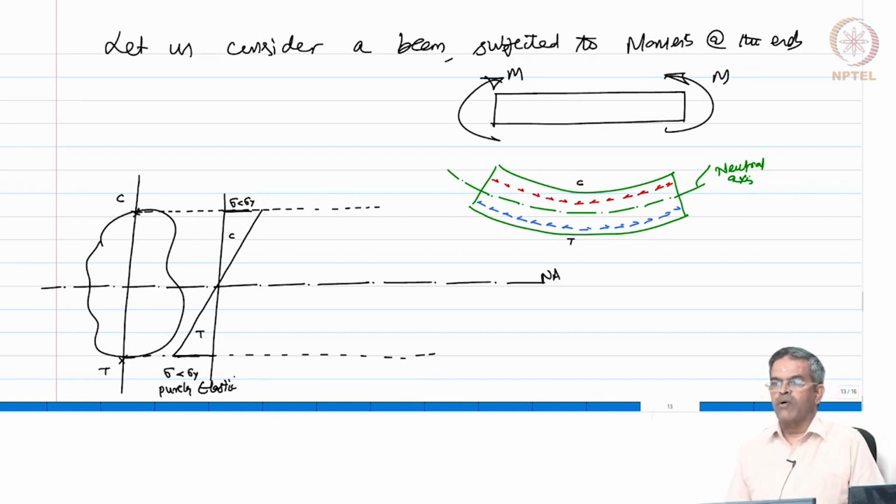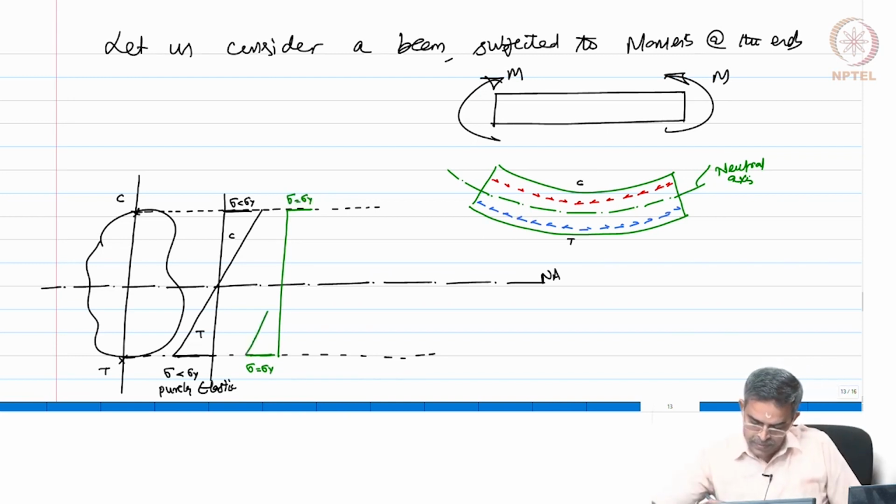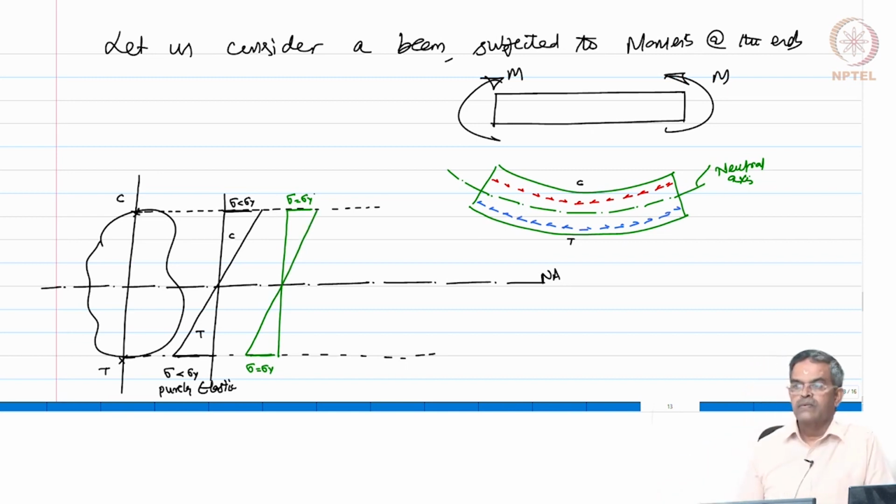Now, I apply more moment, I increase the moment now. There is a stage possible where the stress will become equal to sigma y. I say the stress is now equal to sigma y. So, I call this the strain hardening stage.